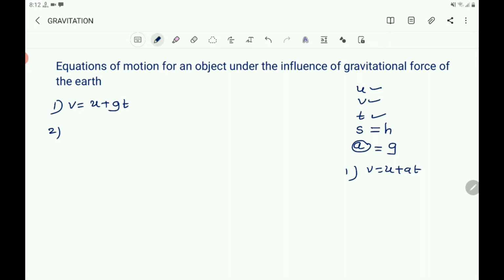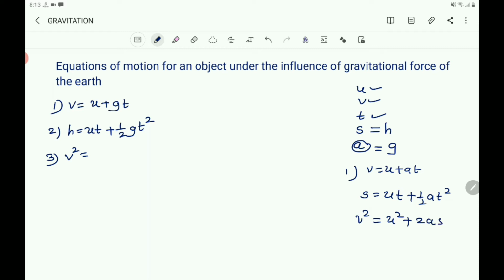The second equation is s equals ut plus half at square. In the place of s we write h. So h equals ut plus half at square, but here we write half gt square, in the place of a we write g. Next, the third one: v square equals u square plus 2as. It becomes v square equals u square plus 2gs, where a becomes g. These are the three equations of motion.